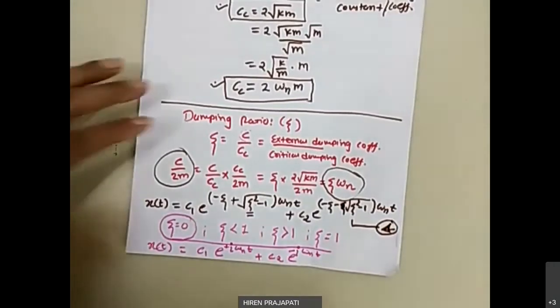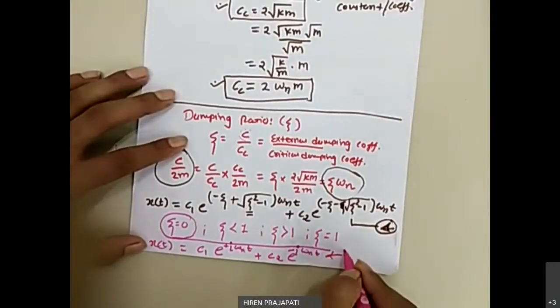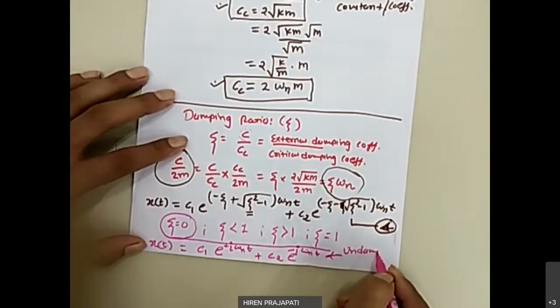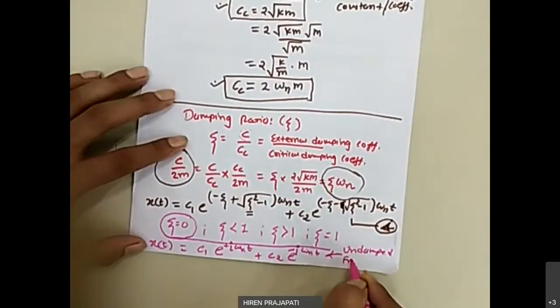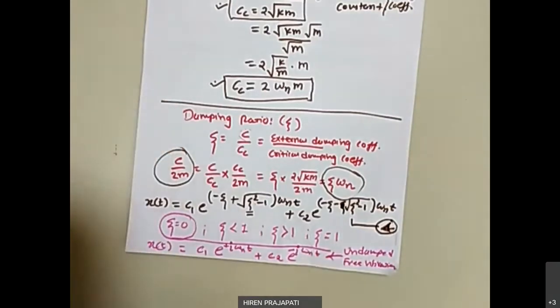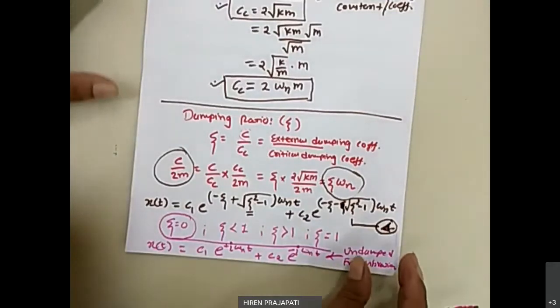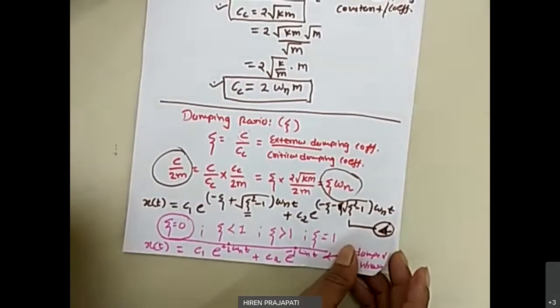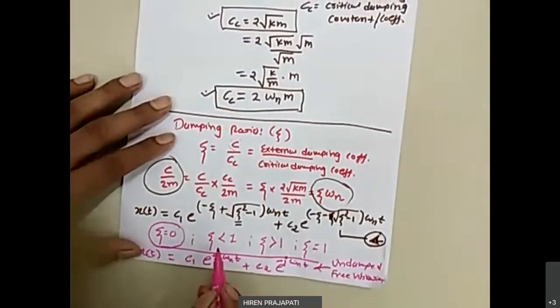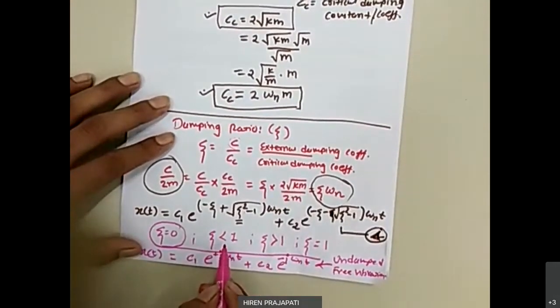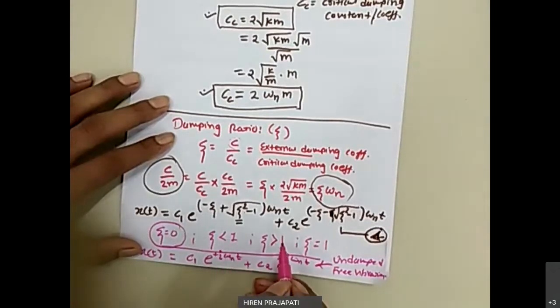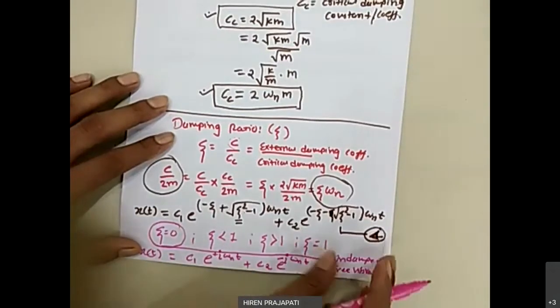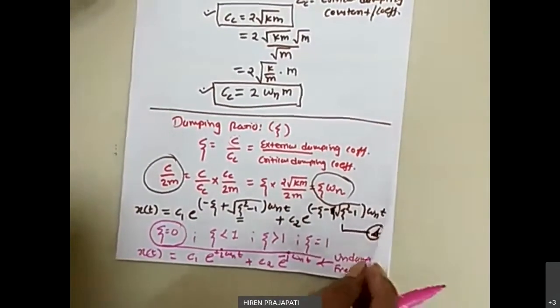So this is nothing but undamped free vibration, which we learned earlier, right? But now, as we are talking about damped systems, zeta should be in the range of less than 1 to greater than 1, right? So now we'll consider different cases.